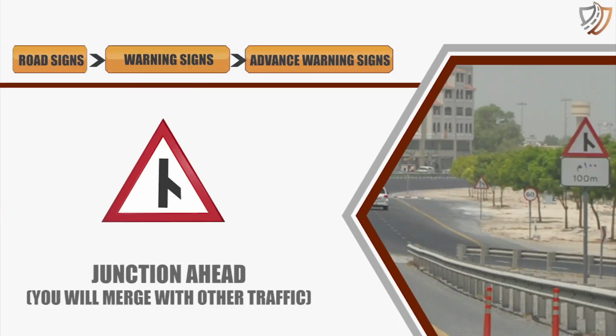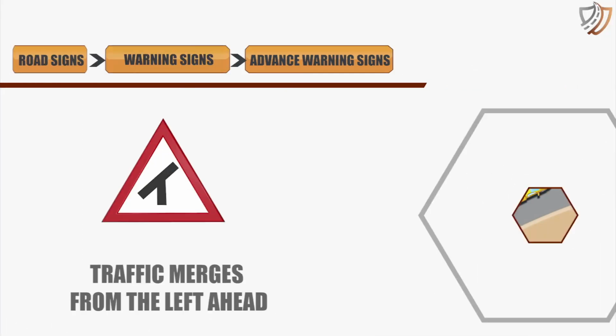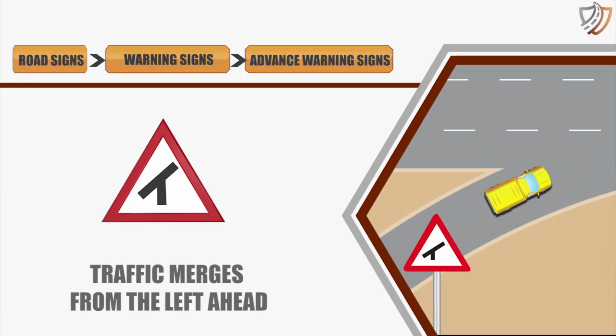Junction ahead. Traffic merges from right side. This sign warns the driver that there is a junction ahead where the traffic will merge into your road from the right side. Usually it is found on main roads where the traffic approaches from the side road. In this situation, drivers must slow down and be alert for the traffic. Traffic merges from left side. This sign warns drivers that your road is merging with the main road. Drivers must adjust the speed to merge with the mainstream traffic without disturbing them.